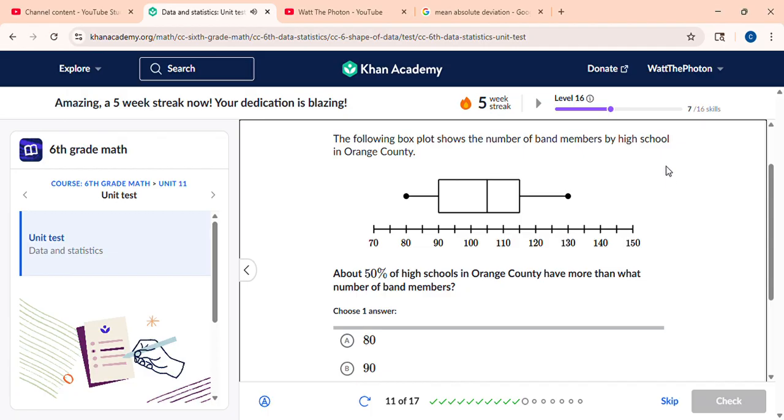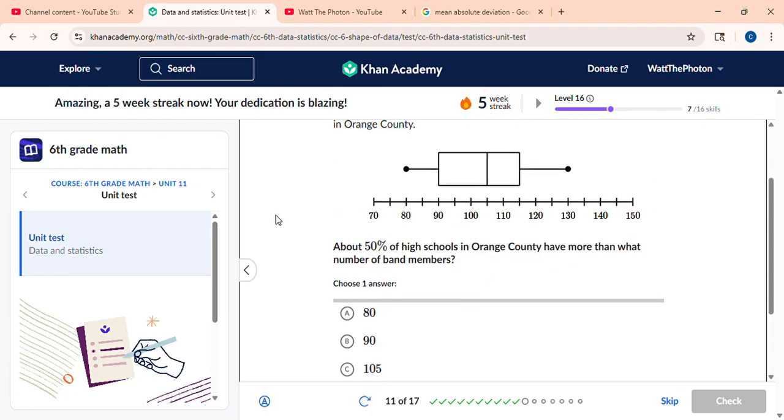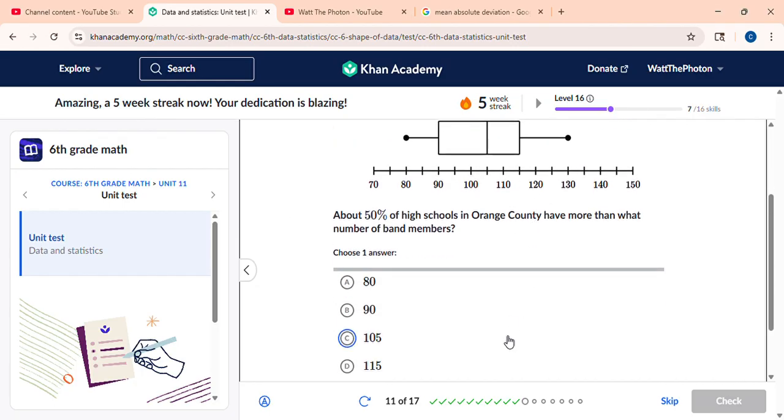High schoolers in Orange County. Half of the high schoolers in Orange County have more than what number of band members? Have more than 105.